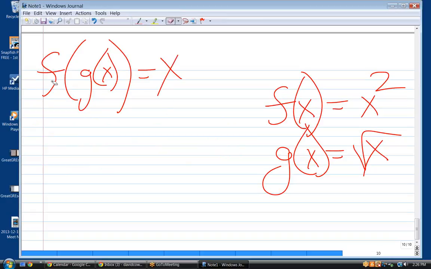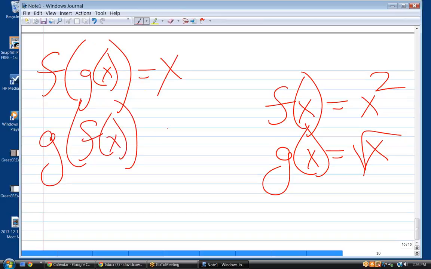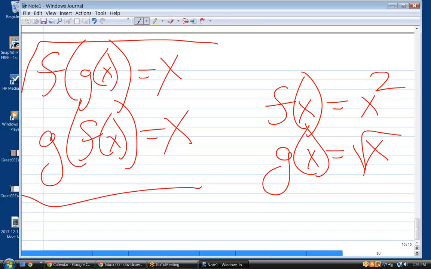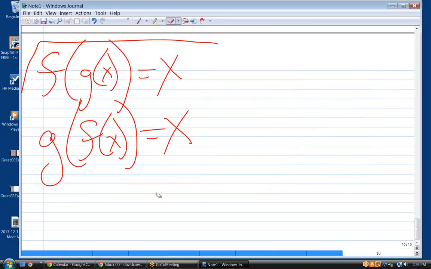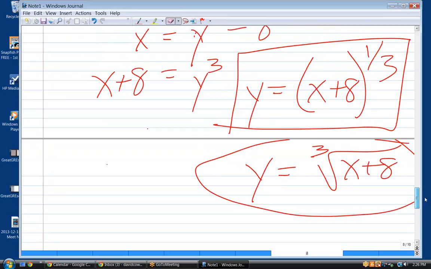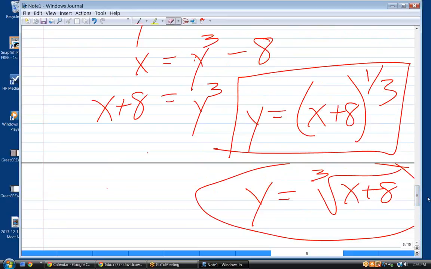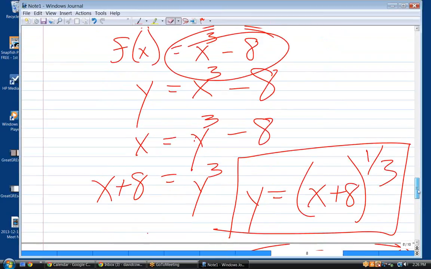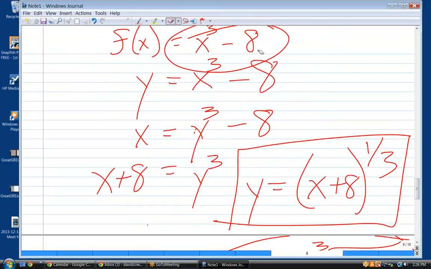The definition is the composite function, this is called a composite function, where f of g of x has to equal x and g of f of x also has to equal x. That is the definition that f and g are inverses of one another. So if we did that with that last problem, we would get x. In other words, if we took f of this function right here, we would get x, because notice when we cube that, we get x plus 8. We subtract 8, we get x.